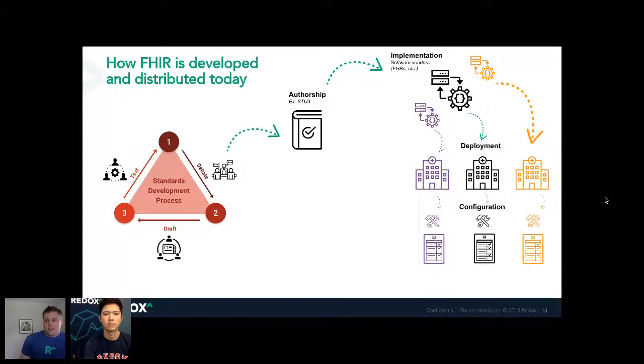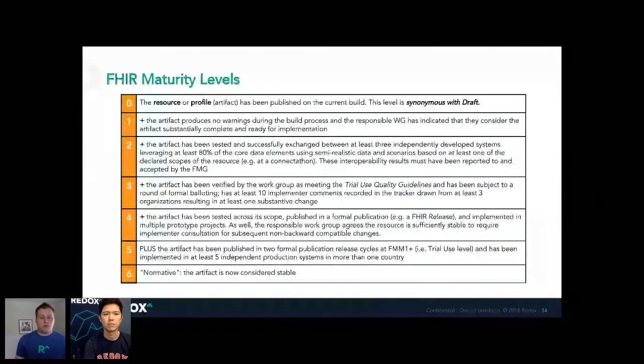This scale represents how they think about when a resource becomes stable enough or well-tested enough to use in production. And that's level 5 and 6. And so this fall, we should see the first two resources, patient and observation, become that level 5 normative, level 6 normative. So here's what FHIR looks like today.